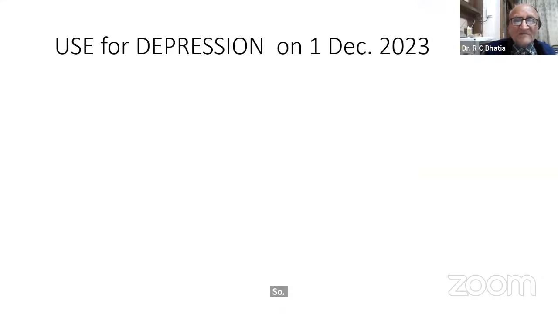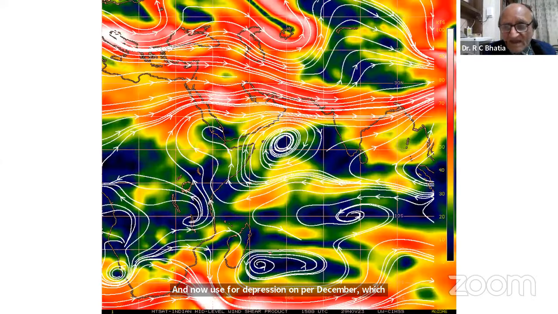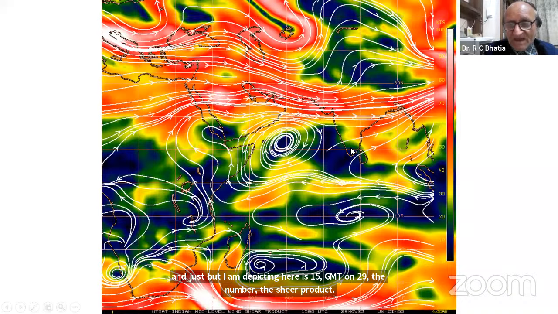And now it became a depression on 1st December, which is yesterday. You can see the day-to-day picture you are seeing on the website of IMD. And just what I'm depicting here is 15 GMT on 29th November, the shear product. So what is important here is the shear is quite high.